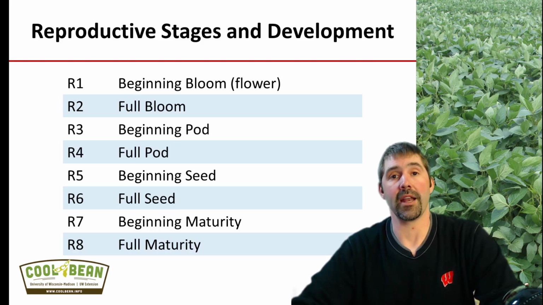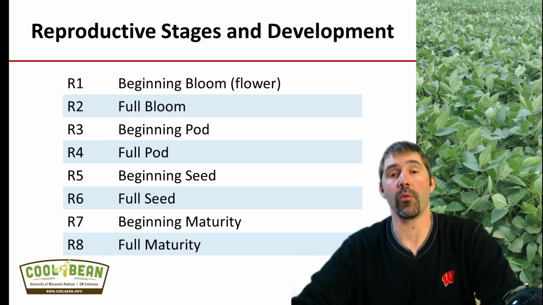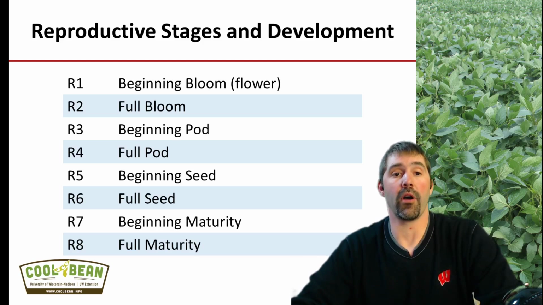This is a simple schematic of the reproductive growth stages we'll be discussing, anywhere from R1, which is beginning bloom or first flower, all the way up through R8, which is physiological plant maturity.